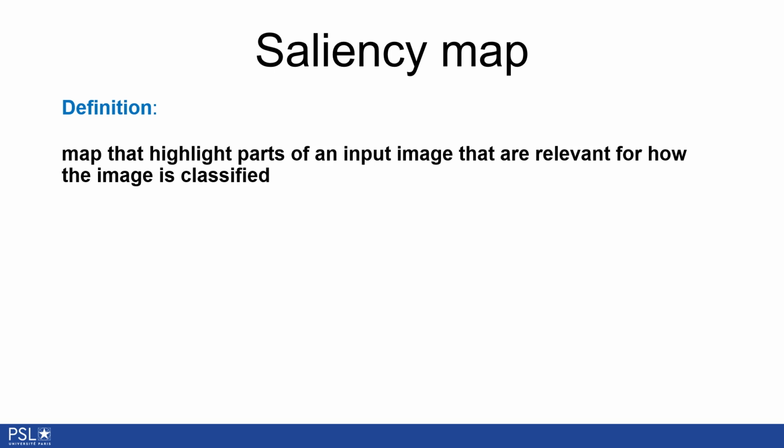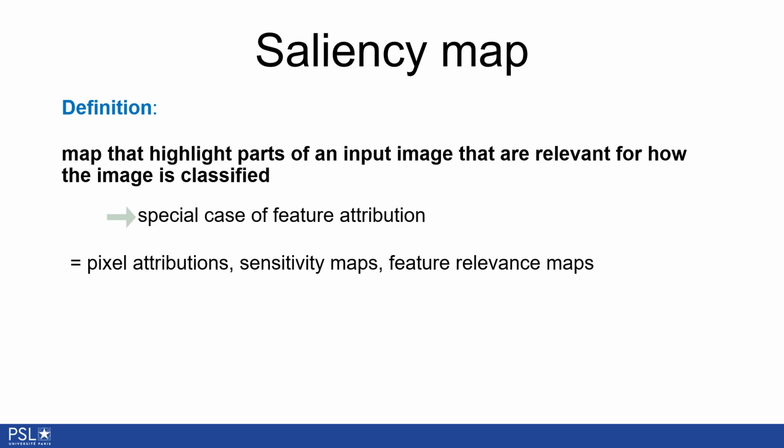A saliency map is a map that highlights parts of the input image, typically sets of pixels, that are relevant to how this input image is classified by a neural network. Saliency maps are therefore a special class of feature attribution methods, which quantify how much the raw, unstructured input features contribute to the output of a neural network. Other equivalent names often used for saliency maps are pixel attributions, sensitivity maps, or feature relevance maps.